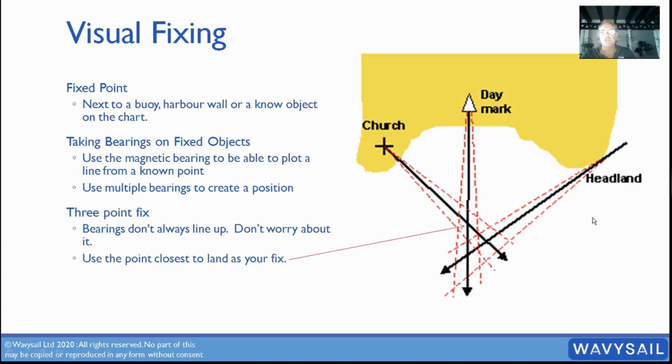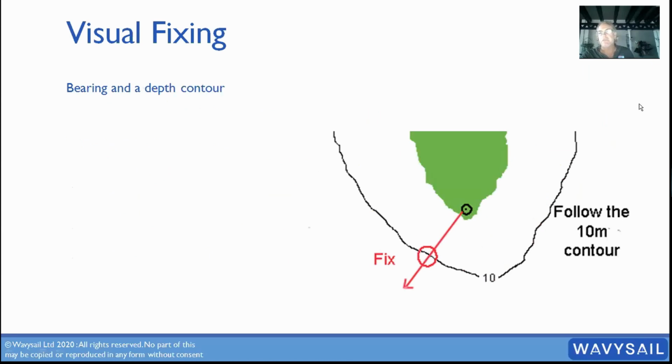Fix closest to land or to any danger. If there was a rock this side, somewhere here, I would have probably gone this side because the land would be further away. Bearing and depth. So here's our depth contour, and we're sailing around this headland. We take a bearing on that, that's him, we know we're there. Very, very quick. One bearing, look at the depth, there you are.